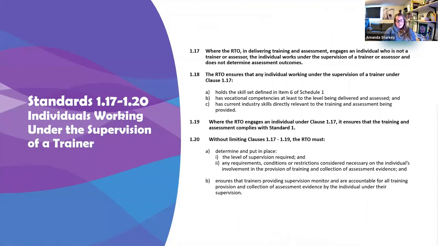Okay, and then the next group of clauses are 1.17 to 1.20 that relate to individuals working under the supervision of a trainer. So the clauses say 1.17, that where the RTO in delivering training and assessment engages an individual who is not a trainer assessor, the individual works under the supervision of a trainer or assessor and does not determine assessment outcomes.